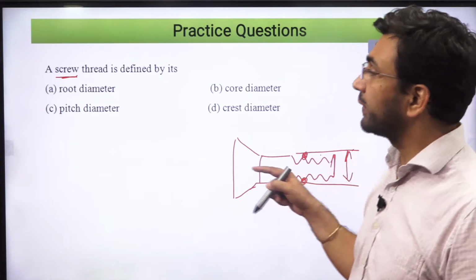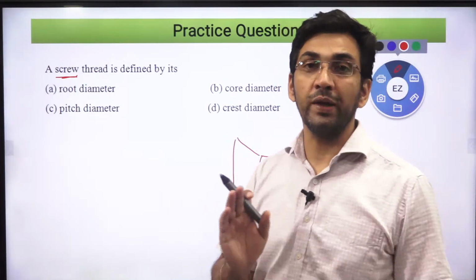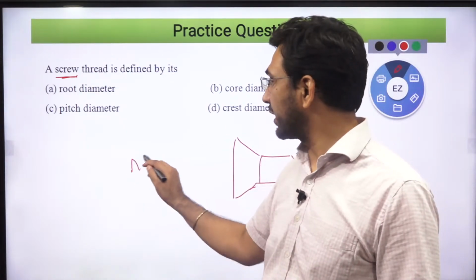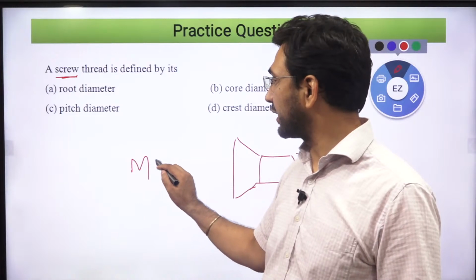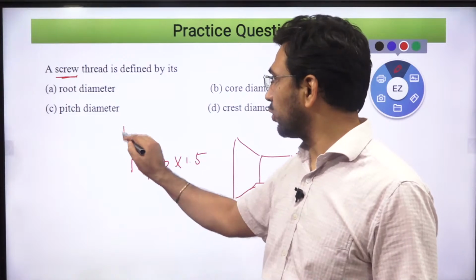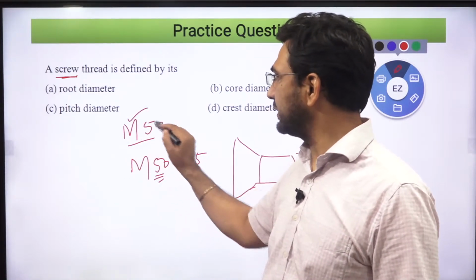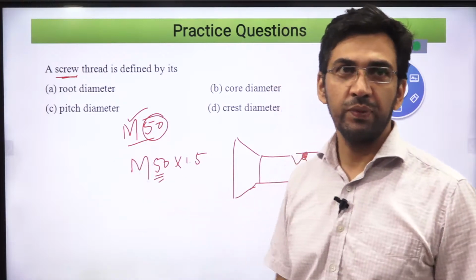And if it is a fine thread, then we also mention the pitch, in the metric ISO metric threads. For example, we mention it like, let's say, 50 into 1.5. So this becomes the nominal diameter. If it's a coarse thread, then we simply say M 50. So metric threads, nominal diameter in mm.